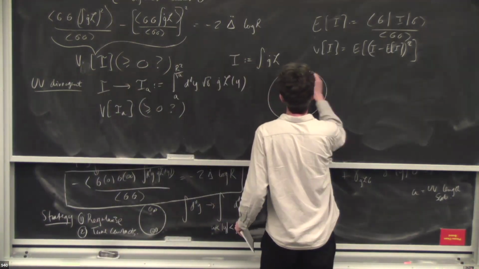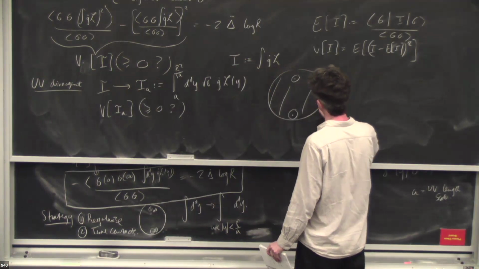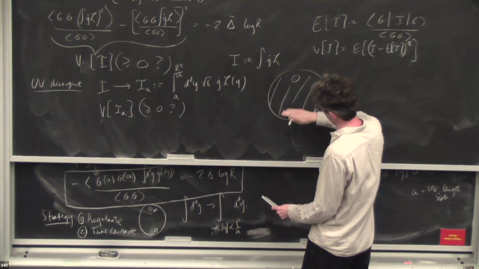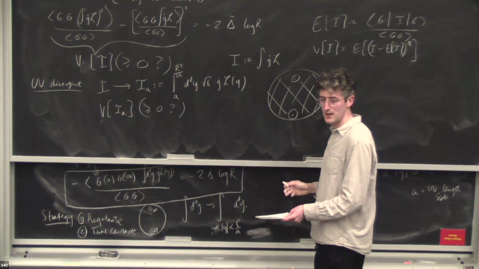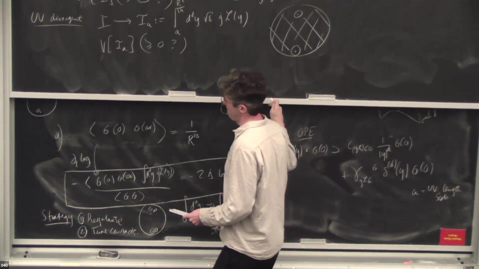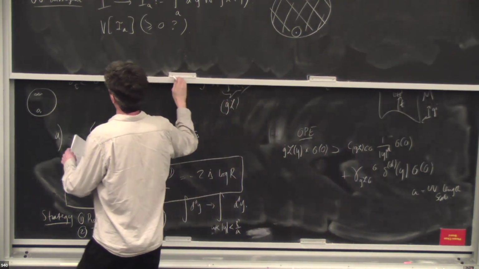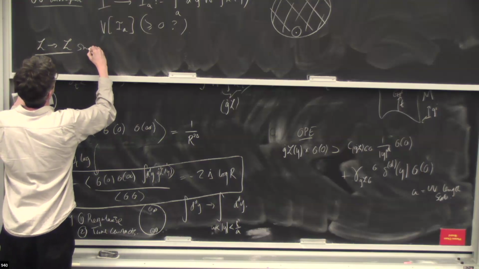So the picture is like this. I've cut out little balls around 0 and infinity, but I still have these marginals integrated everywhere. That's one of them, and this is another one. So they collide with each other, and this is another singularity which you need to worry about. So let's now worry about the LL singularity.